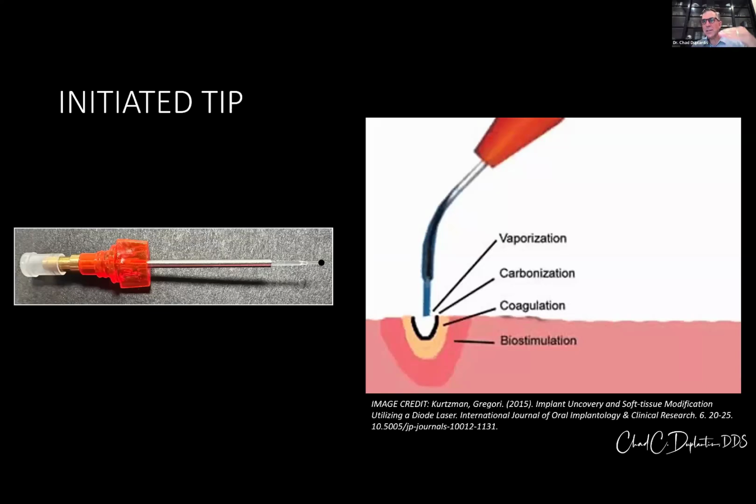So once again, 3 to 5 cells deep, you're not going to get much recession. You're going to get some biostimulation, and you're going to get a really nice healing of that site. So with that, let's move forward and look at some clinical indications as we utilize the laser in clinical practice.